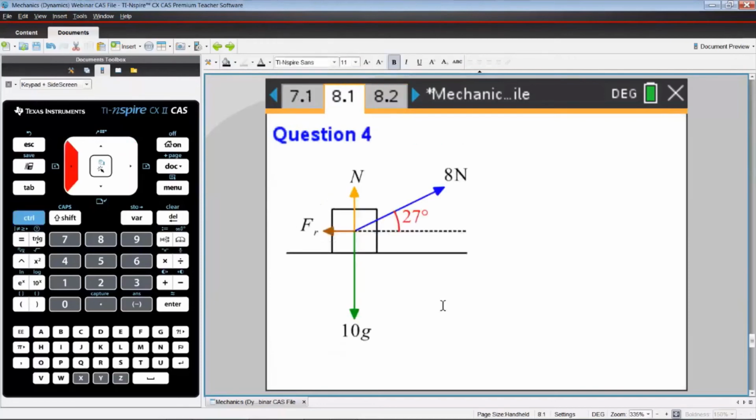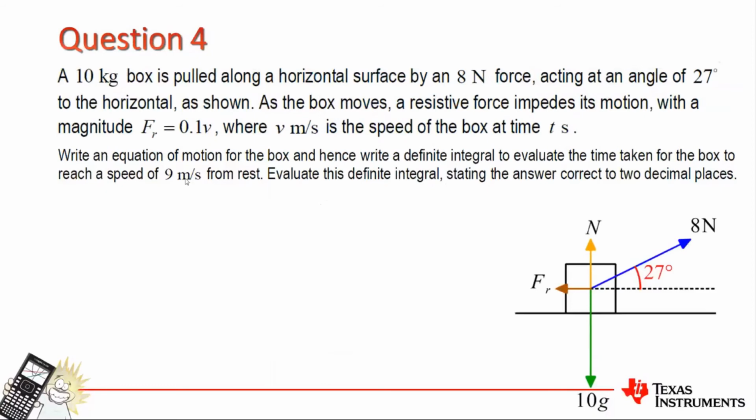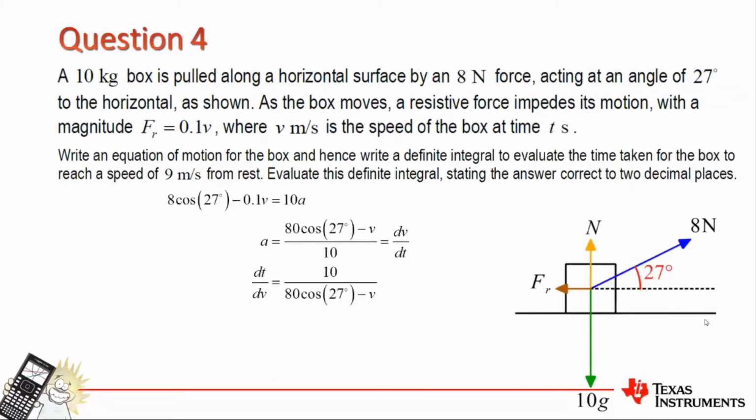Okay, so we've got this scenario over here. So what we might do is have a look at the equation of motion. There's a few parts involved here. We first need to look at the horizontal component of the 8 Newton force. The reason being, this box slides along the horizontal surface, which means it's the horizontal component of all the forces that contribute to its motion. So the forward force, or the force acting in the 8 newtons, is 8 cos 27. So 8 cos 27 minus 0.1v.